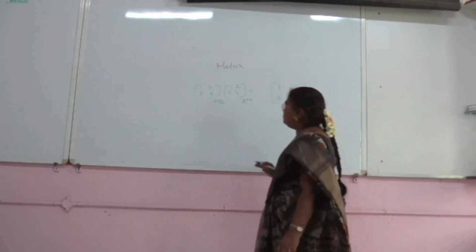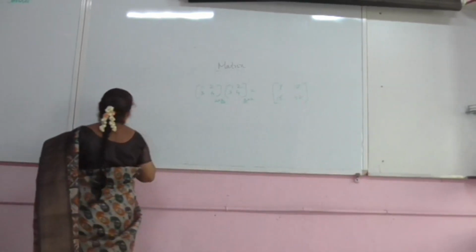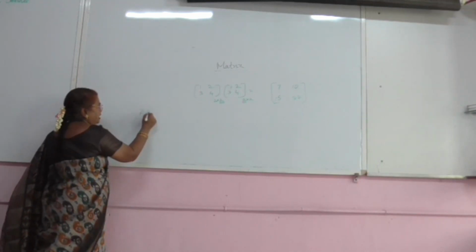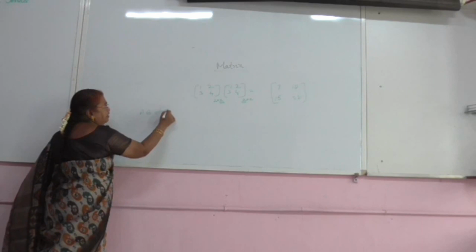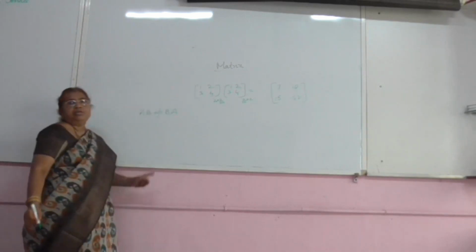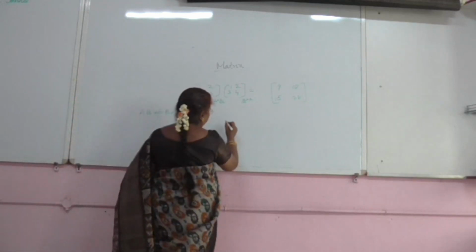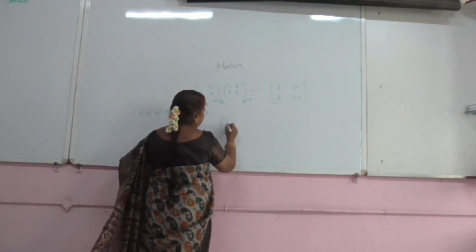This is matrix multiplication. Now we go through properties of matrix multiplication. Here AB is not equal to BA. Commutative property is not true. Suppose take 1, 2.